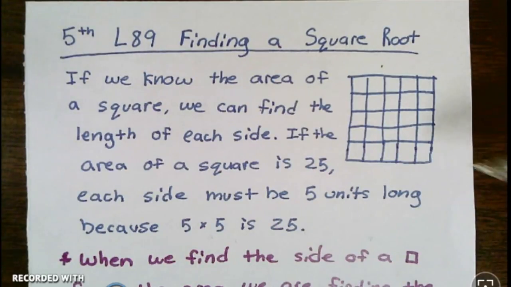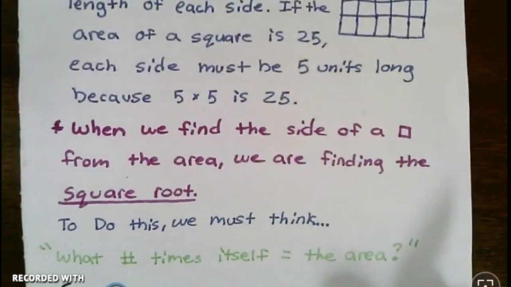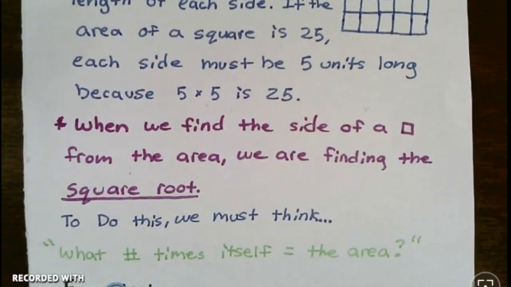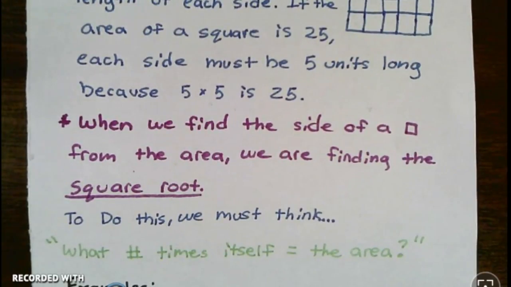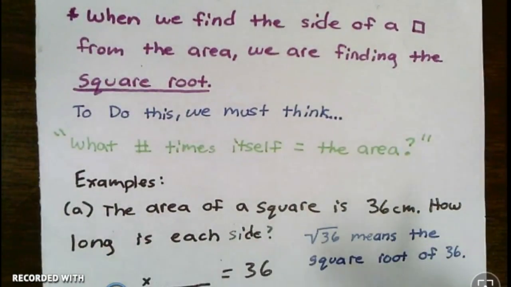When we find the side of a square from the area, we're finding the square root. That's what it's called. Everybody say square root. So we're taking the area, and from that area, we're figuring out how many units long one side would be. To do this, we must think, what number times itself equals the area?